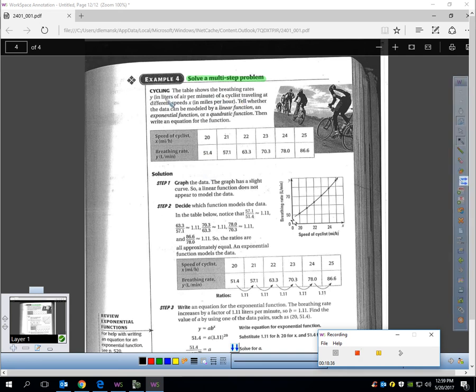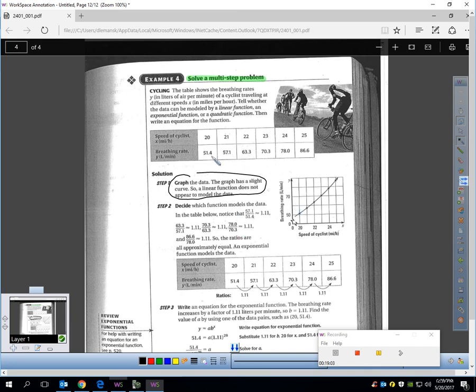You could have story problems involving figuring out, is this situation linear, exponential, or quadratic? The table shows the breathing rates, y in liters of air per minute, which you see they labeled, of a cyclist traveling at different speeds in miles per hour. That's the x. So the speed is the x, the breathing rate's the y. Tell whether the data can be modeled by a linear function, an exponential function, or a quadratic, then write the equation. So the book says to go ahead and graph it, and if you graph these points on graph paper, you'll see a little curve to this. And if you see a little curve, you know right now it can't be linear. So you'd have to decide, is it exponential or quadratic?